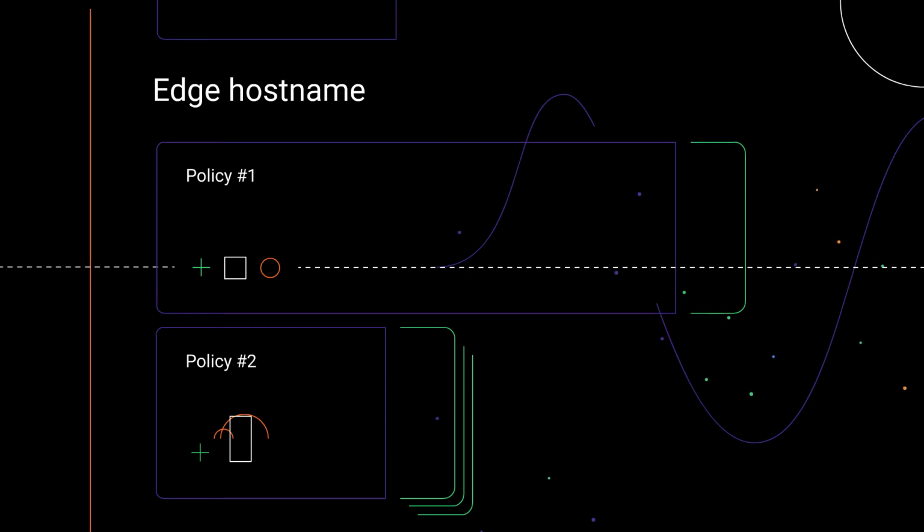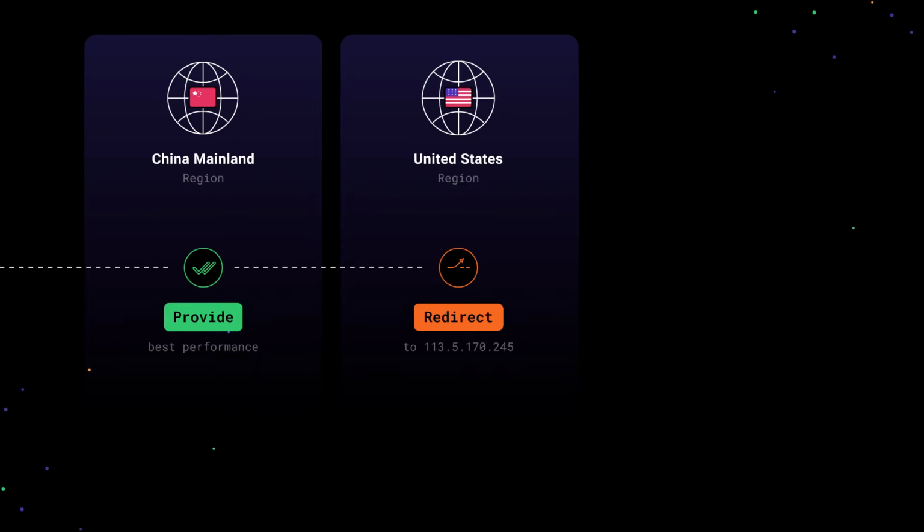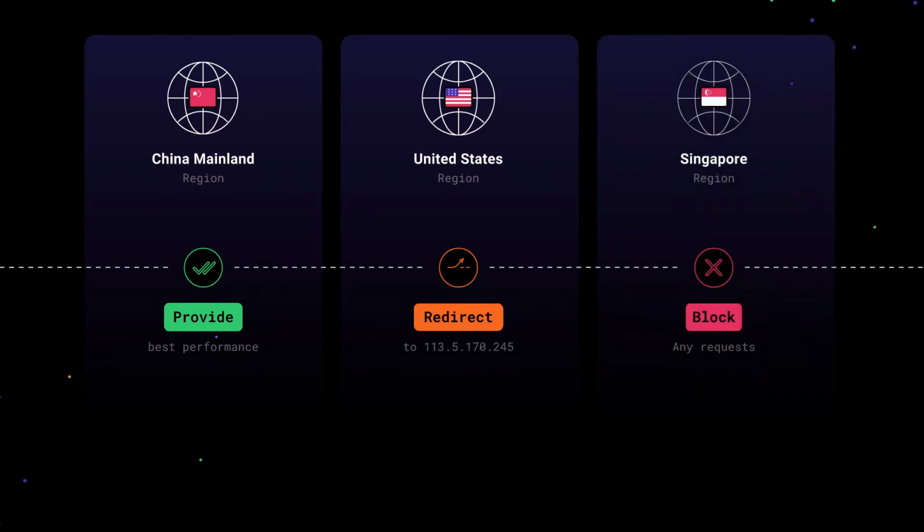Let's assume you just published an application accelerated by a CDN domain and you want to manage your CDN resources for your clients with the following policies. A. Ensure the best performance for your mainland China clients. B. Redirect all the traffic from the US to a fixed IP address. C. Block any requests from Singapore.